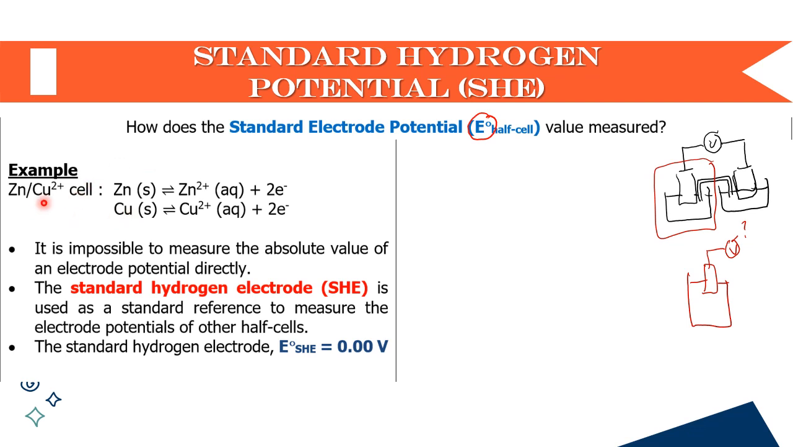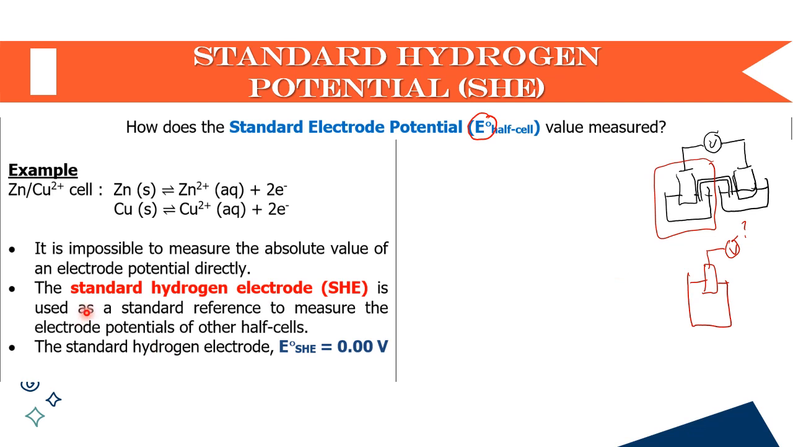Okay, so the example over here, I gave you: zinc and copper 2+. So this is our half cell over here. It is impossible to measure the absolute value of an electrode potential directly. Okay, what does it mean over here? It means we cannot measure directly what is the value of this half cell.